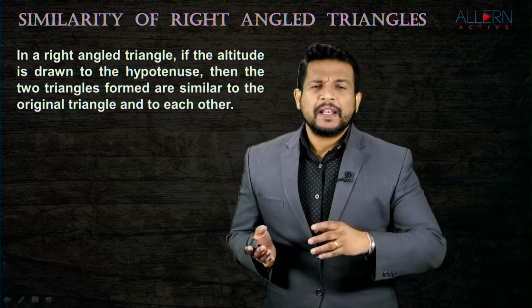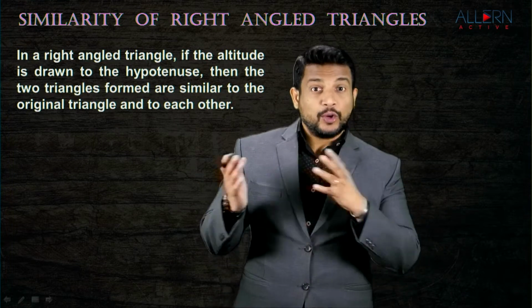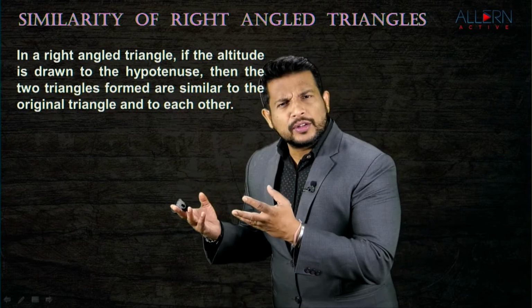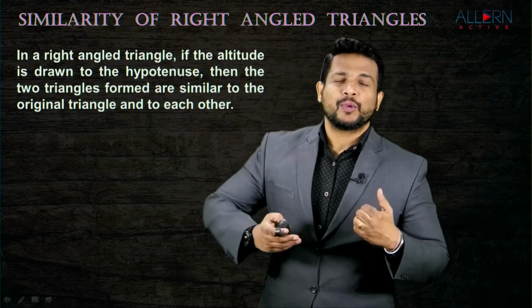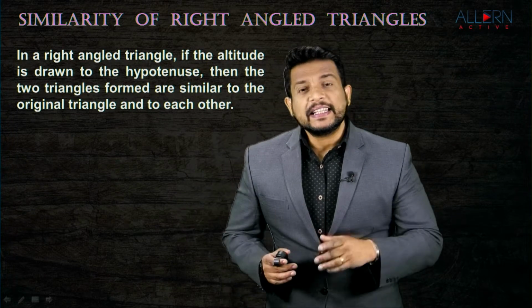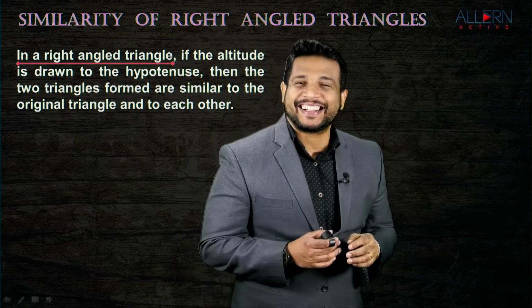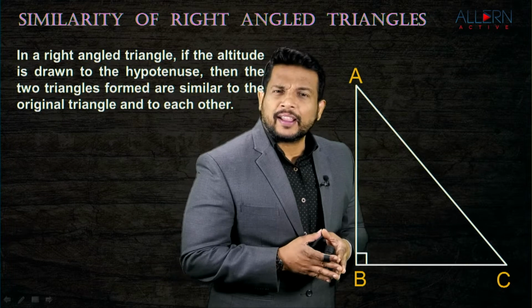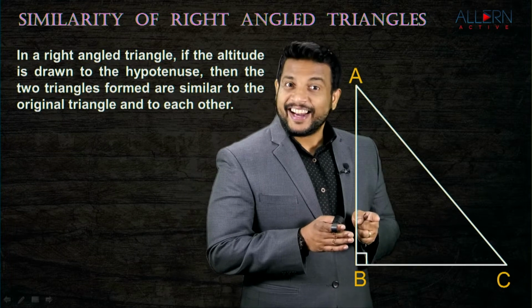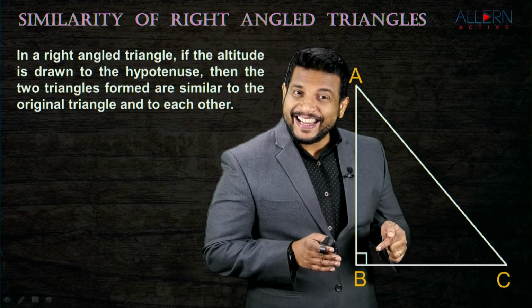Now let's read the statement. Let's understand what we are supposed to draw. We are going to prove this theorem. So we need to understand what is the given, what is the to prove, and then we'll prove it, right? Let's understand this. It says in a right angle triangle. So that means the very first thing is we have a right angle triangle. So let's consider a right angle triangle. Now tell me, is this triangle a right angle triangle? Yes, because one angle is 90 there.